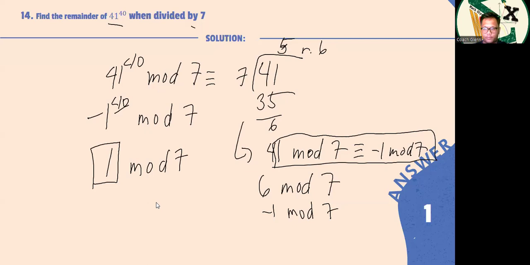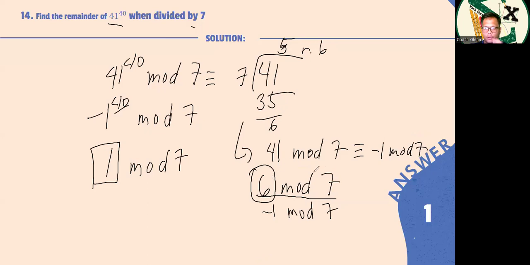Where did -1 come from? Again, first, we solve for the remainder of 41 when it's divided by 7. So the remainder is 6. Again, we can change the value here by adding multiples of 7 or subtracting multiples of 7. What we did here is we subtracted 7. So 6 minus 7, that's -1. That's why we have -1 mod 7. Okay, any other questions? If there are no more questions, then let's have the next problem.